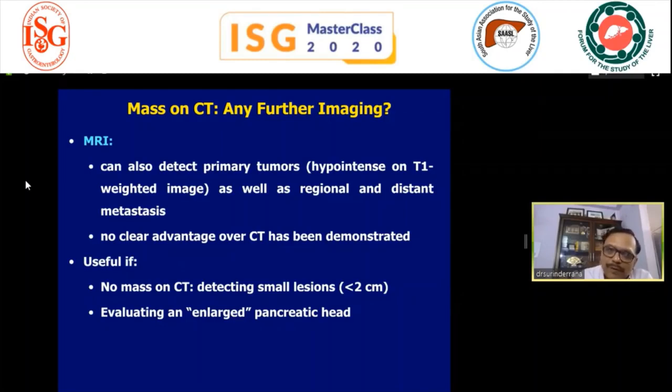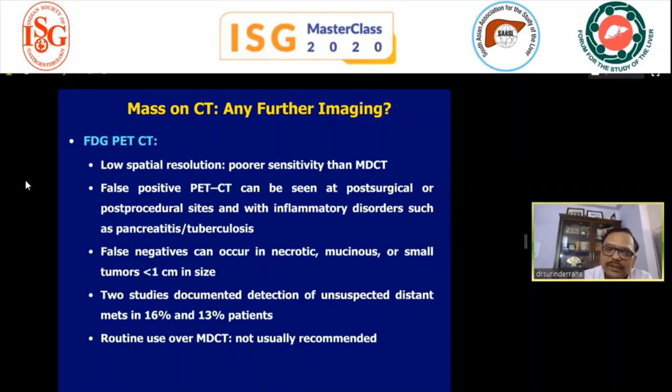For example, if you have done a CT, you don't clearly see a mass. MR has got a better spatial resolution, so small lesions can be better picked up on a contrast-enhanced MR. And many times we find that there is a mildly dilated pancreatic duct or a mildly dilated CBD, and then there is a diffusely enlarged pancreatic head. In such situations, a MR would be useful, and you can do a MR after doing a CT scan. But otherwise, in rest all situations of pancreatic space occupying lesions, MR has no added advantage over a CT scan.